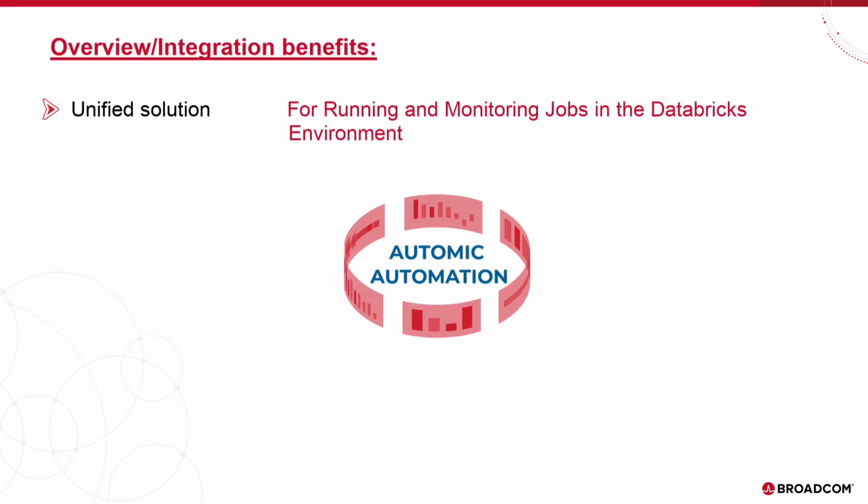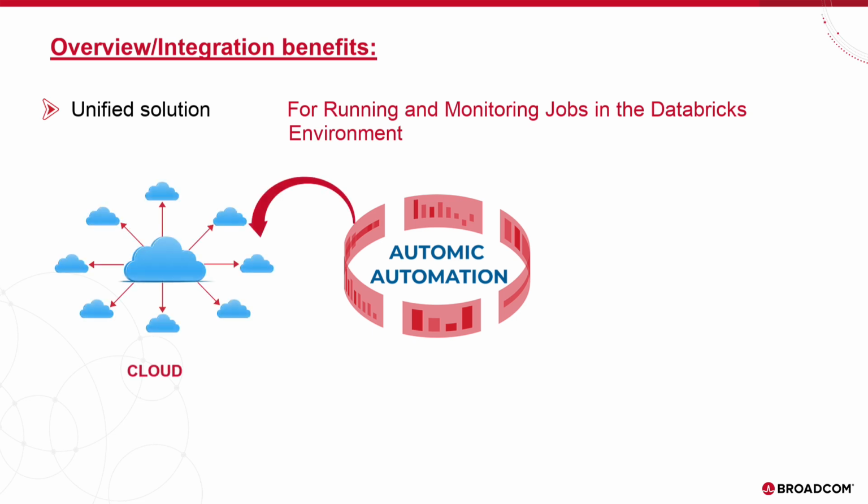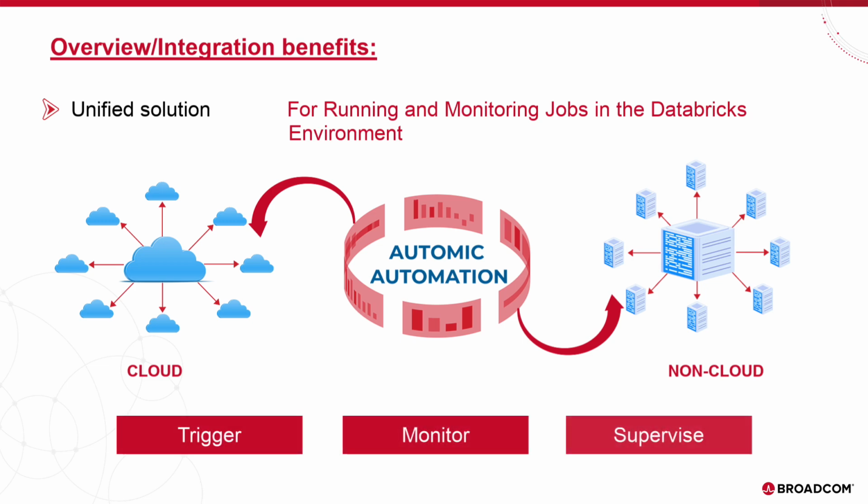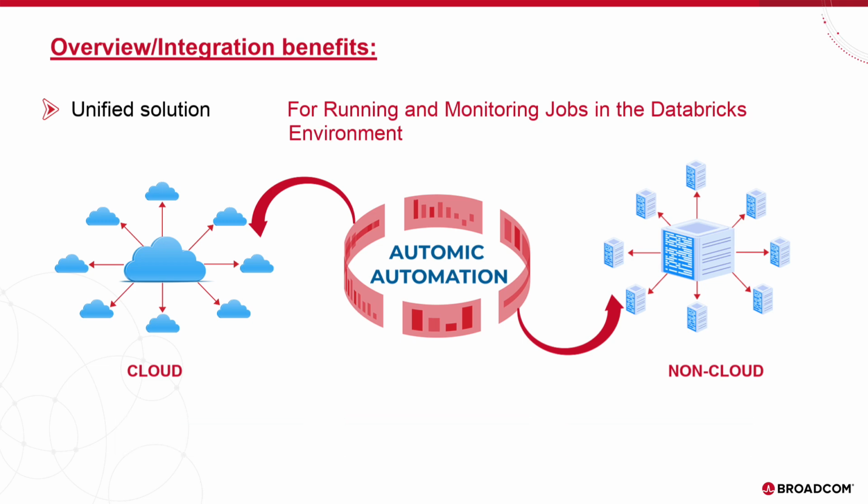Automic Automation plays a central role in orchestrating operations across multiple environments, including the cloud. Automic Automation synchronizes these processes with other, non-cloud operations. By integrating Databricks, we can configure process automation centrally in Automic Automation and then trigger, monitor, and supervise everything in one place. Databricks processes can then be synchronized with all other environments routinely supported by Automic Automation.